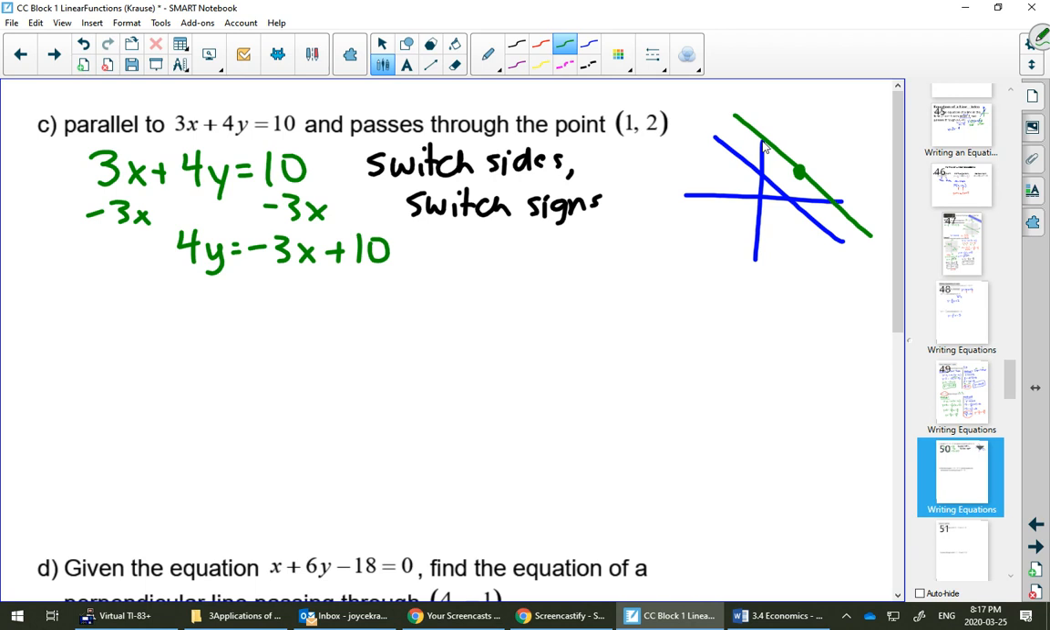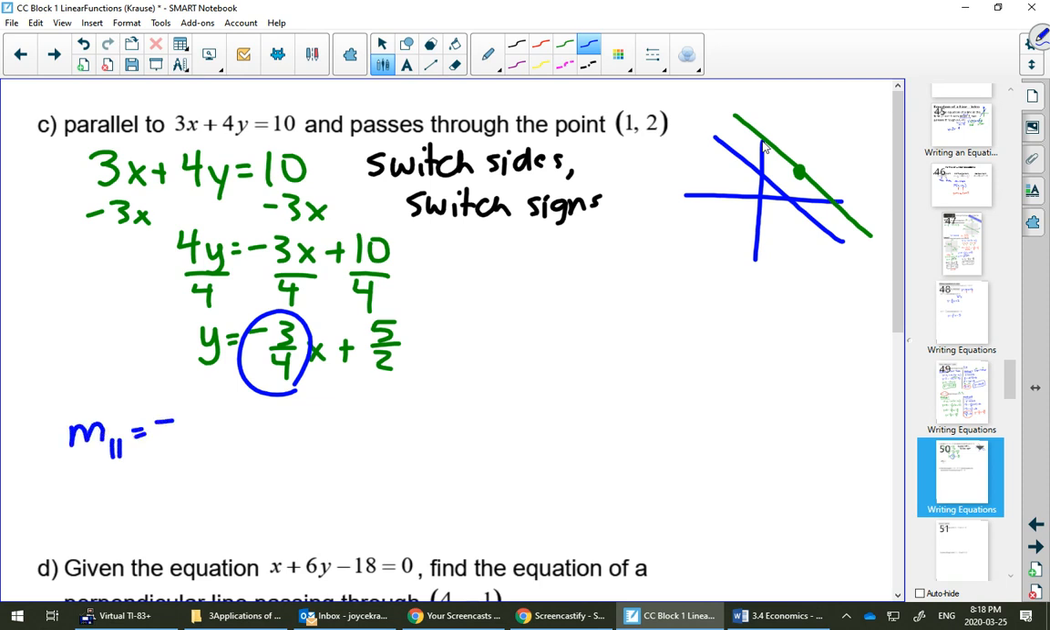So negative 3x plus 10, I'm going to divide by 4, and y equals negative 3 over 4x plus 10 over 4, which simplifies down to 5 over 2. Now, it doesn't really matter that it simplifies to 5 over 2, because all I ultimately care about is the slope. We're told that we're finding an equation that's parallel to that equation, and so if the slope is negative 3 over 4, the parallel slope is also negative 3 over 4. So that's where we start.